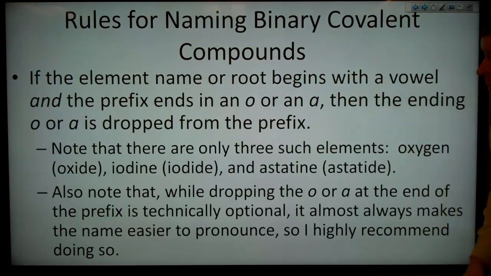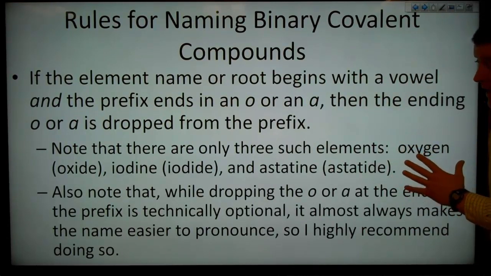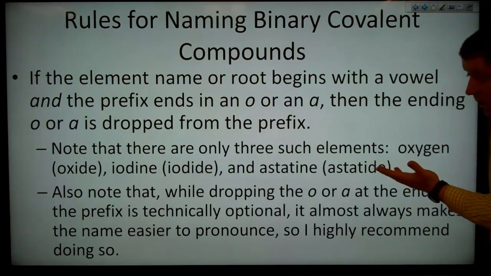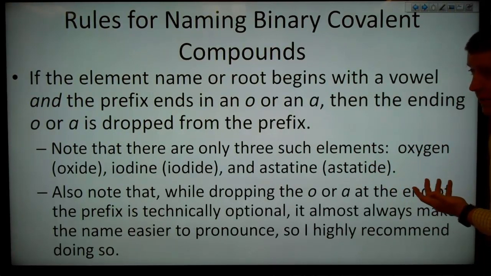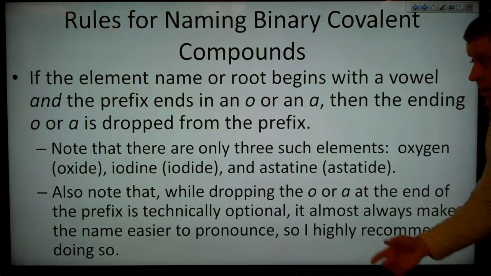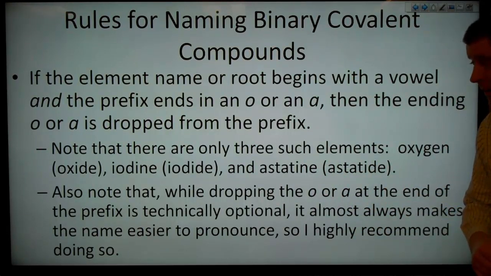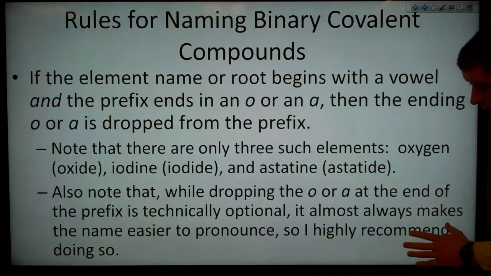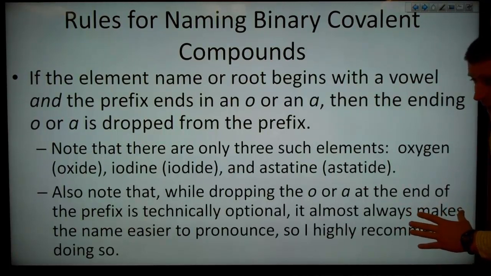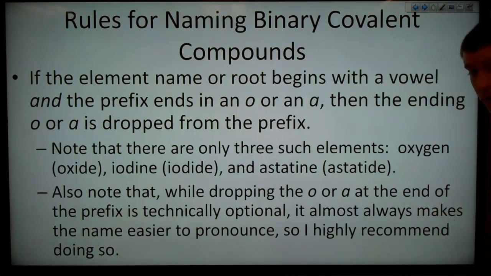If the element name or root begins with a vowel and the prefix ends in an O or an A, then the ending O or A is dropped from the prefix. And note that there are only 3 such elements: oxygen, which is oxide, iodine, so iodide, and astatine, which is astatide. So also note that while dropping the O or the A at the end of the prefix is technically optional, it almost always makes the name easier to pronounce, so I highly recommend doing this.